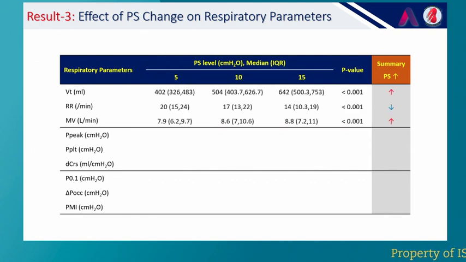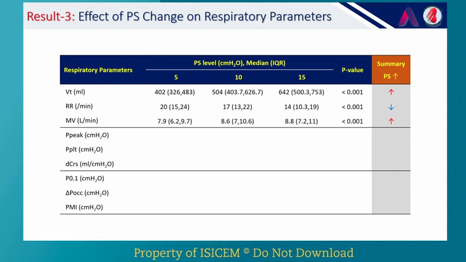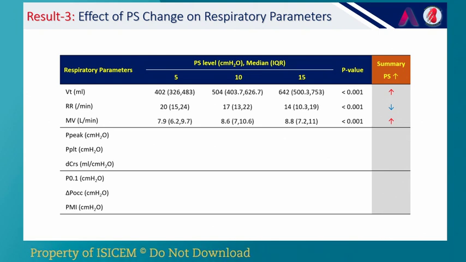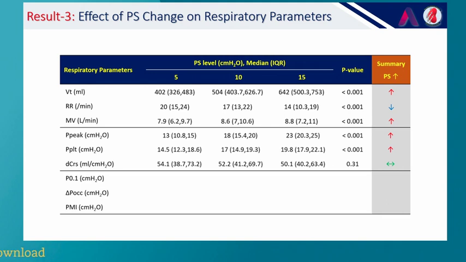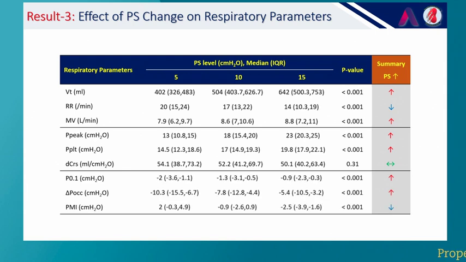So when we change pressure support ventilation in a random order and we compare the tidal volume with 5, 10, or 15 of pressure support, you can see there is a significant change in the tidal volume from 5 to 15. The respiratory rate goes down from 20 to 14, and the minute ventilation is slightly affected and increases. The peak pressure, as you would expect, and the plateau pressure go up, and obviously compliance doesn't change.